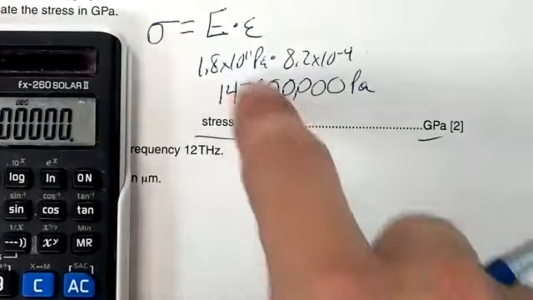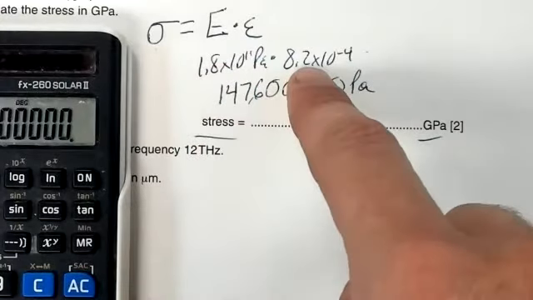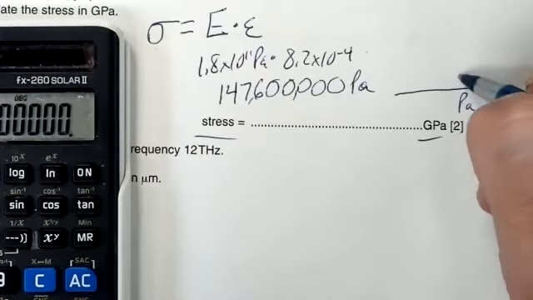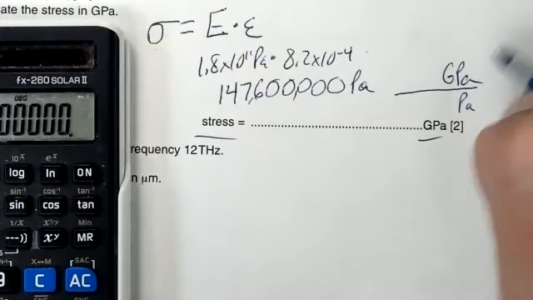And so that's the number that is the product of these two terms. To convert Pascals to gigapascals, set up a conversion like this.